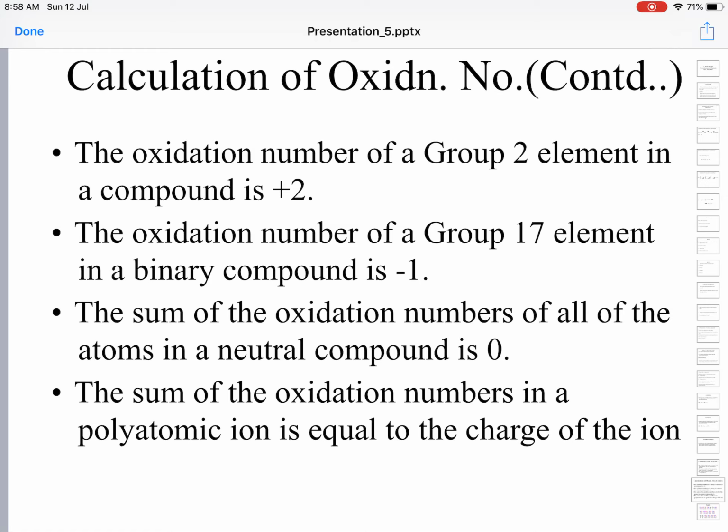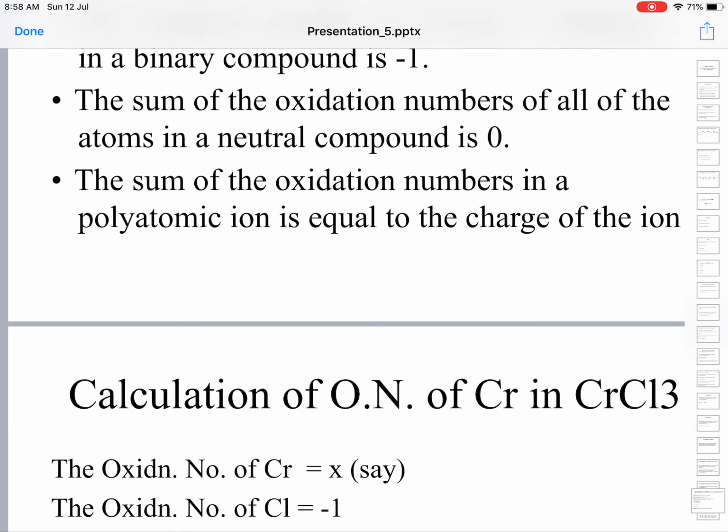The sum of oxidation numbers in a polyatomic ion equals the charge of the ion. For example, in the polyatomic carbonate ion, CO3 2-, the overall charge on this ion is equal to -2. Okay, that is it.